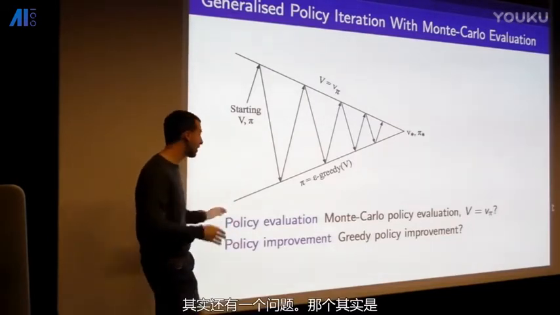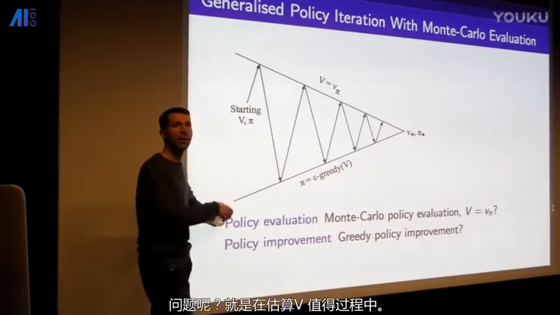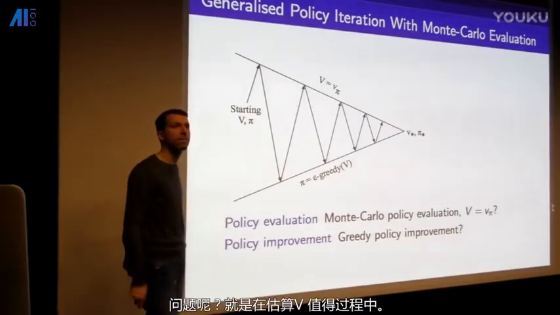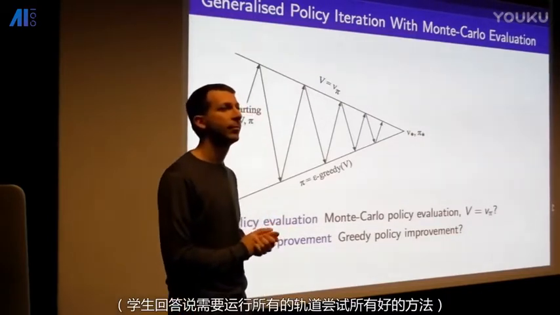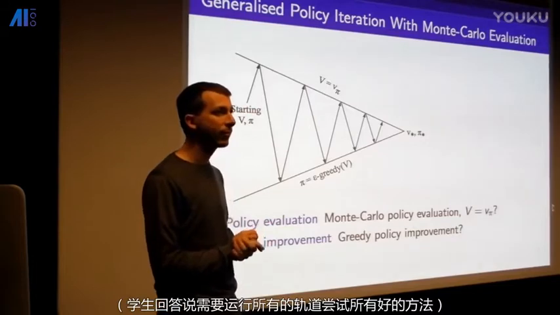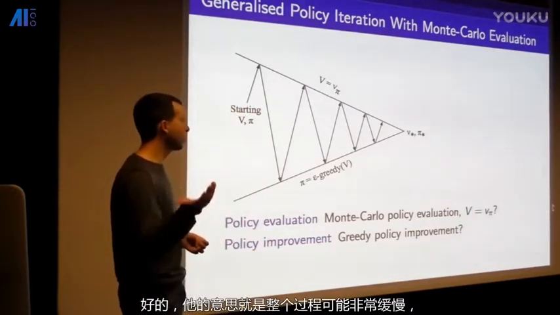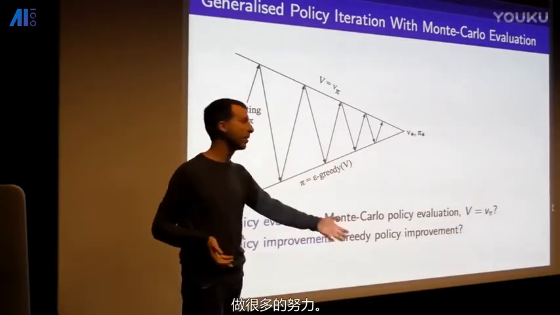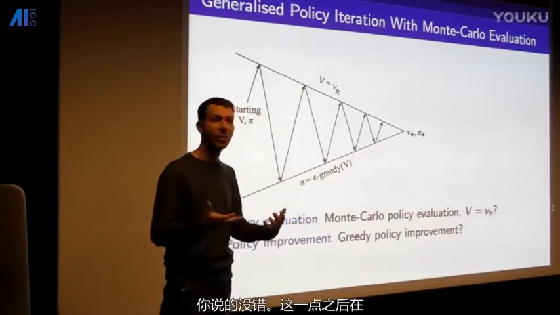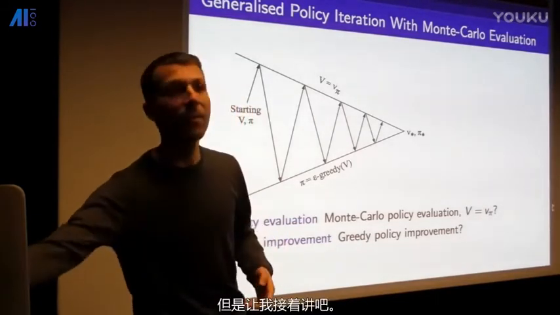Any thoughts? That's actually the problem with the second step. Any problems with this first step, with evaluating V in this way? Yeah? You need to run a whole load of trials to get a good measure of what the best policy would be at any given step. Okay, so the point was that maybe it's slow to do this, and you might need a lot of episodes to actually make this work. That's true, and we'll improve on that by using temporal difference learning later. But let me move on.